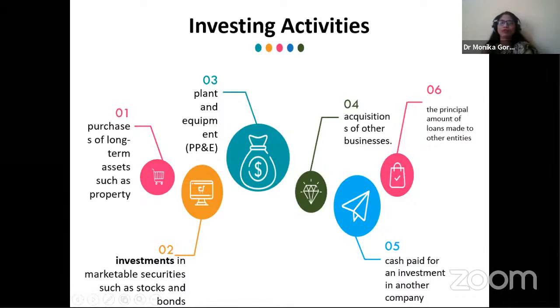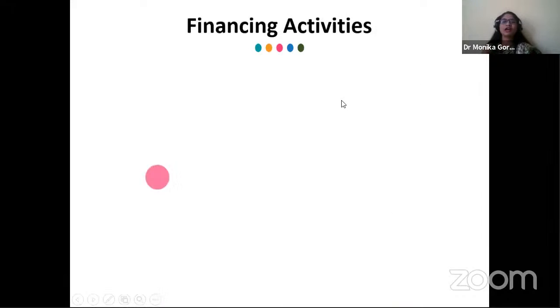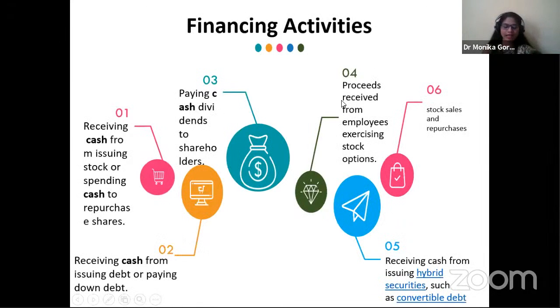Let's move on with the next activity, which is financing activity. Financing activity is nothing but you have raised your funds. Whenever you start a company, first you have to jot down what investments you have to make. For example, I will have to invest in land, I will have to take a building, I will have to invest in construction, I will have to invest in furniture, which will be taken care of by investing activities.